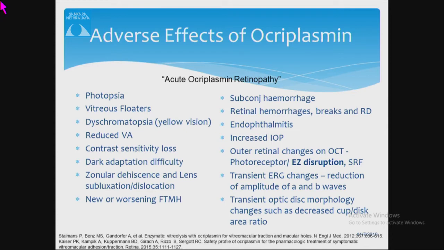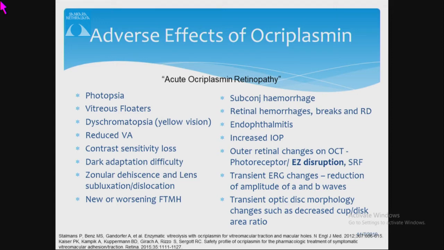There is a large adverse effect profile of ocriplasmin, which has been described as acute ocriplasmin retinopathy. It includes vision-related side effects like photopsias, vitreous floaters, dyschromatopsia, reduced visual acuity, loss of contrast sensitivity, and dark adaptation difficulty. Ocriplasmin can also digest the zonules of the lens and lead to subluxation of the lens. There can also be worsening of the macular holes. Some injection-related side effects are subconjunctival hemorrhage, retinal hemorrhages, breaks, retinal detachment, endophthalmitis, and increased intraocular pressure.